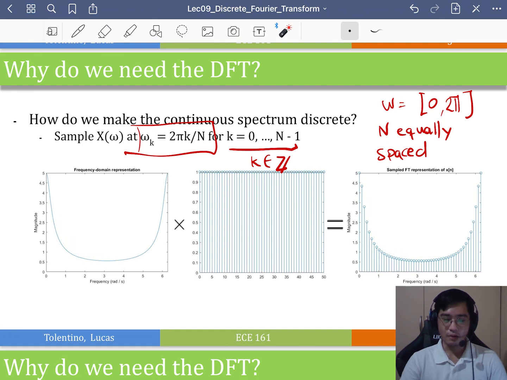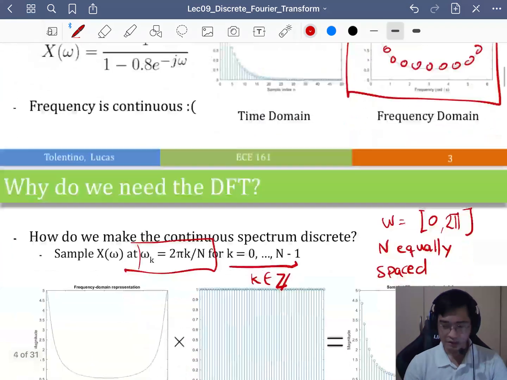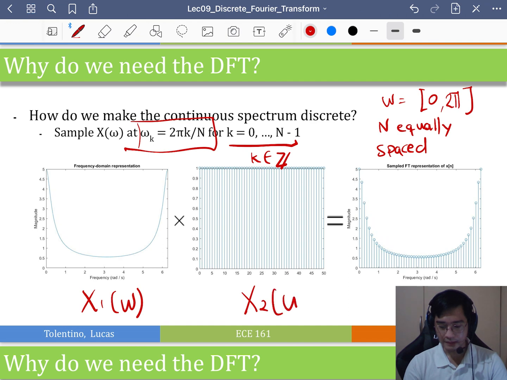Now, for example, this one is X1 of omega. This one is X2 of omega. Now this is equal to X3 of omega, right? What is X3 of omega in the time domain?